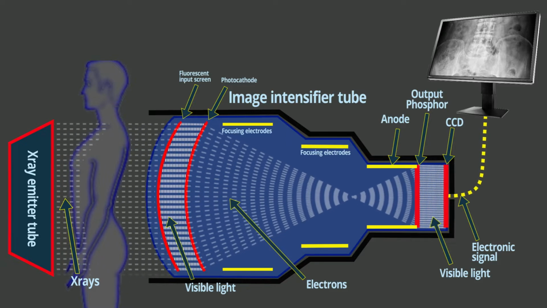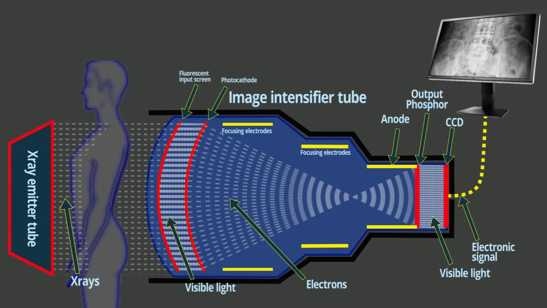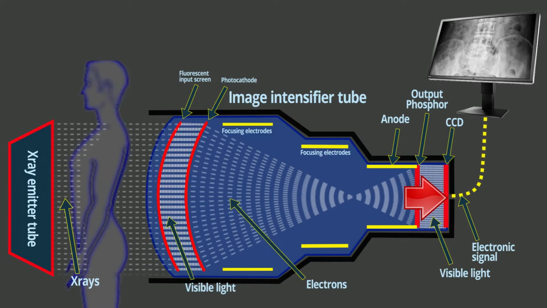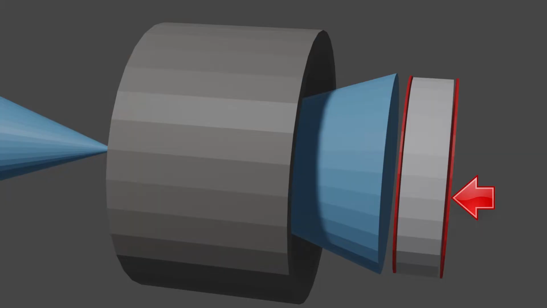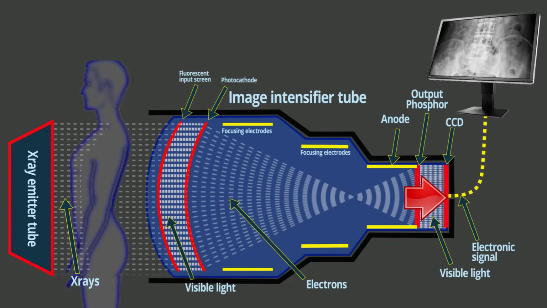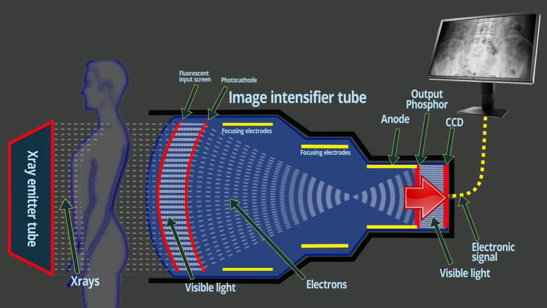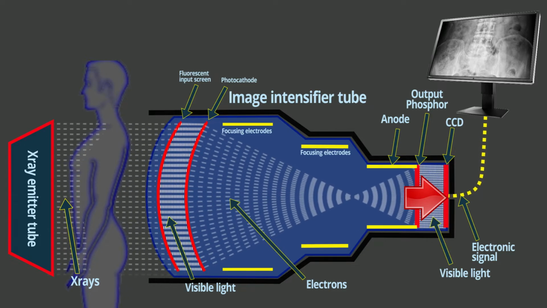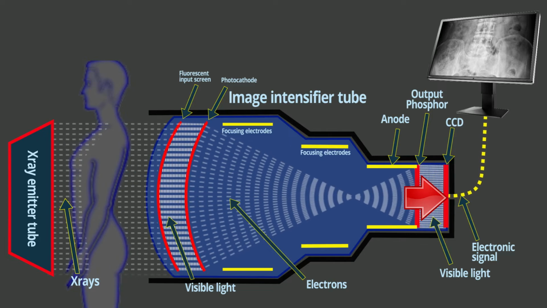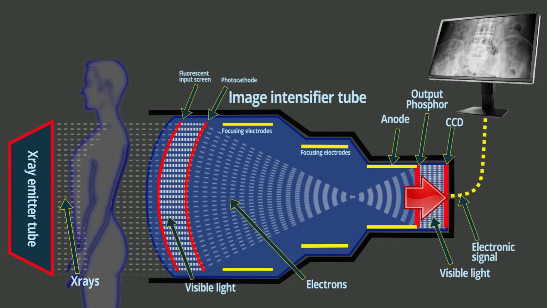The last item in the image intensifier tube of importance is the Charged Coupled Device Sensor, or CCD. The CCD functions similar to a digital camera, which receives the light and codes the light photons into an electronic signal, which is again decoded as an image on a monitor, known as analog to digital conversion.